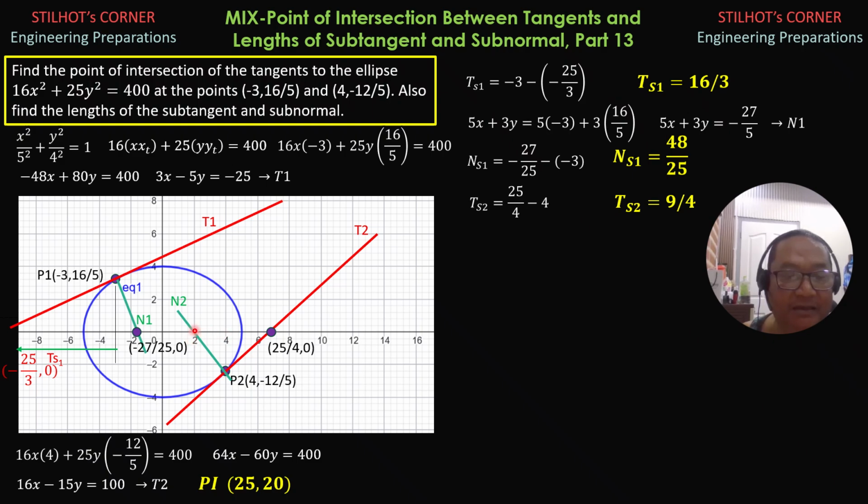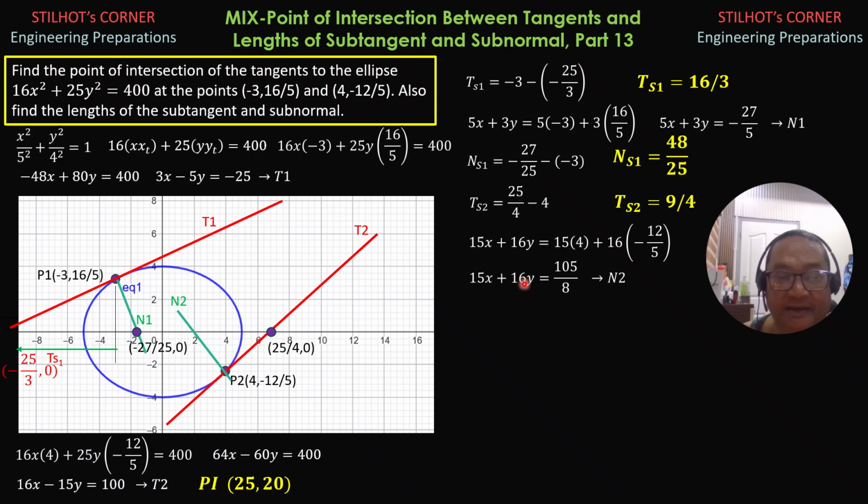Next, for normal 2, this is the horizontal projection, and this is the length of subnormal 2. For the intersection with the x-axis, or the x-intercept of normal 2, we find first the equation of normal 2 perpendicular to T2. This is T2, so 15x plus 16y equals 15 times 4 plus 16 times negative 12 over 5. Simplifying, 15x plus 16y equals 108 over 5. That's normal 2.